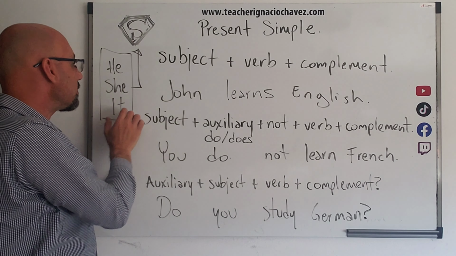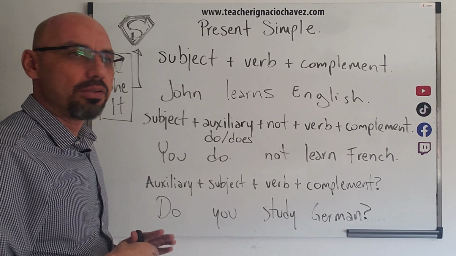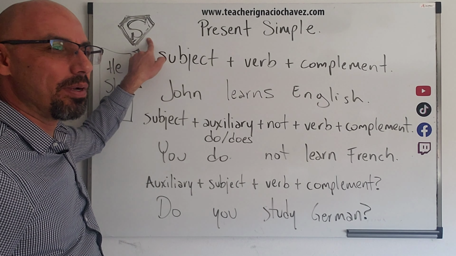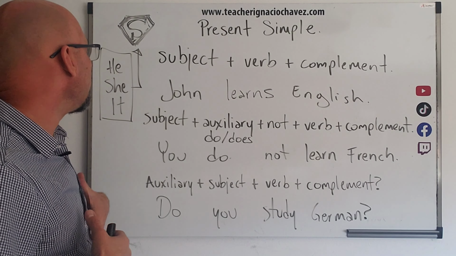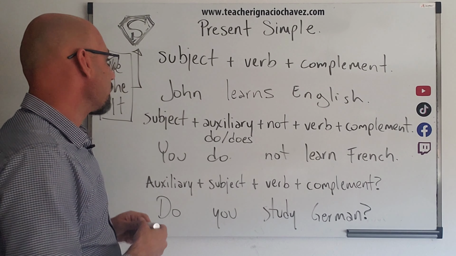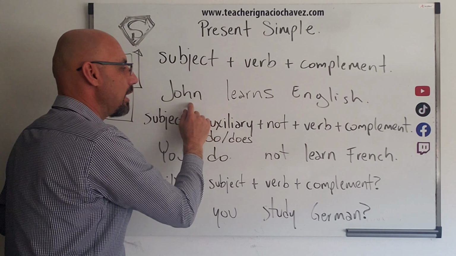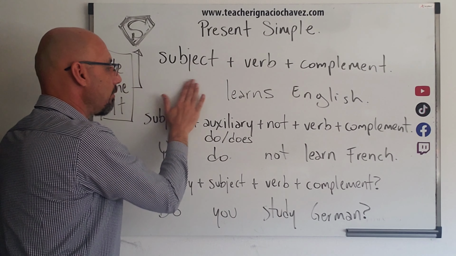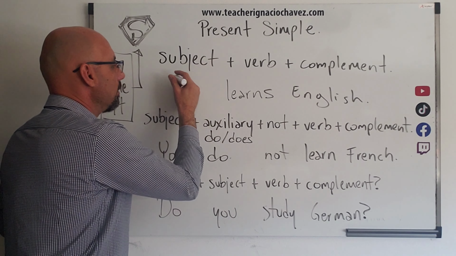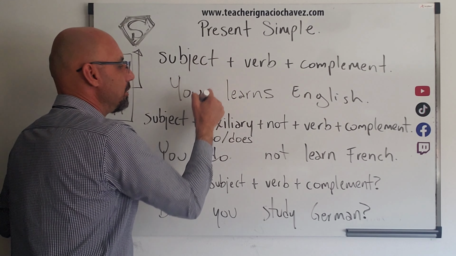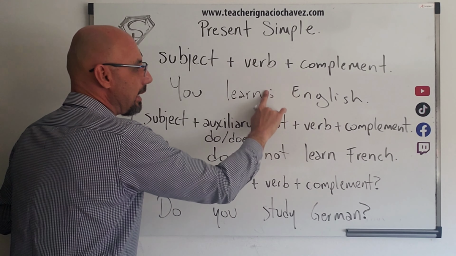A estas tres personas, he, she, it, yo les he llamado superpersons, pensando en Superman y en el escudo de la S que tiene aquí. Y para que no se me olvide que a las superpersons les tengo que poner esta S cuando use el verbo. Si yo aquí pusiera cualquier otra persona, digamos pusiera you, tú, esta S no sería necesaria.